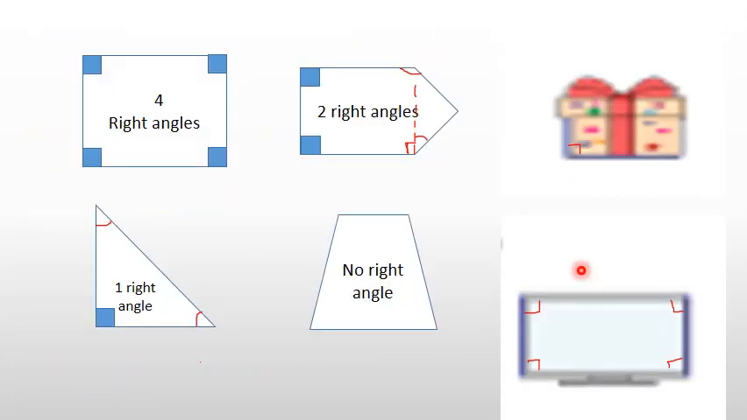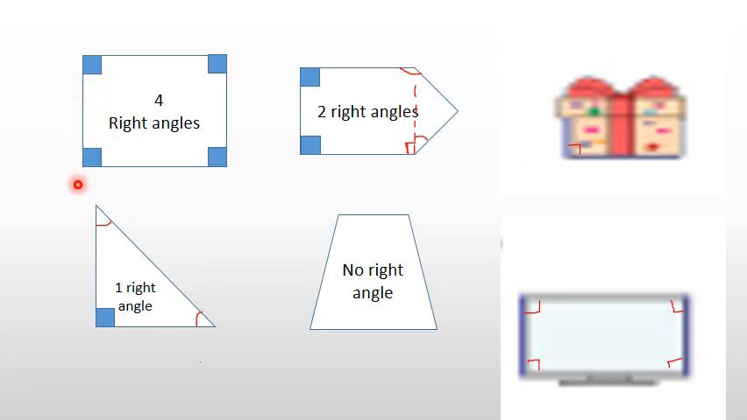So you see here, I have so many shapes. Okay, and there are literally so many right angles in them. For example, if I have this square, you can see how many right angles it has. 1, 2, 3 and 4.